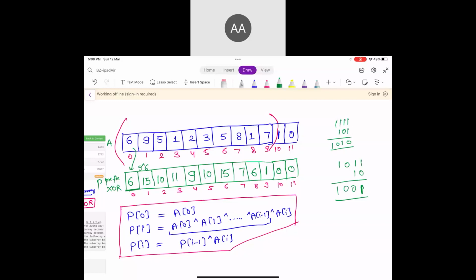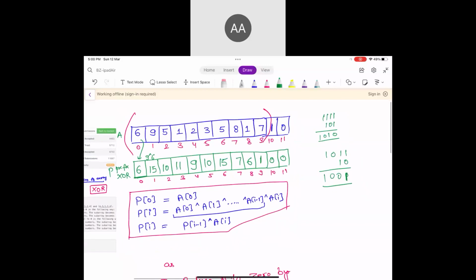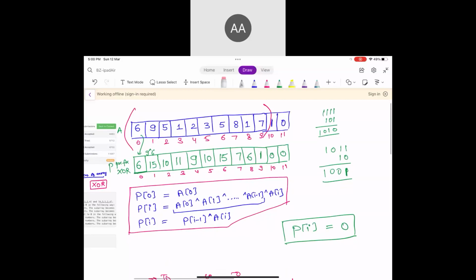Okay, so once we got prefix XOR, we will see how to use it. Just answer these questions for me. Imagine at any index, if the value of P of I is 0, what is the meaning of it? P of I is 0 means the number of set bits present is even up to there.